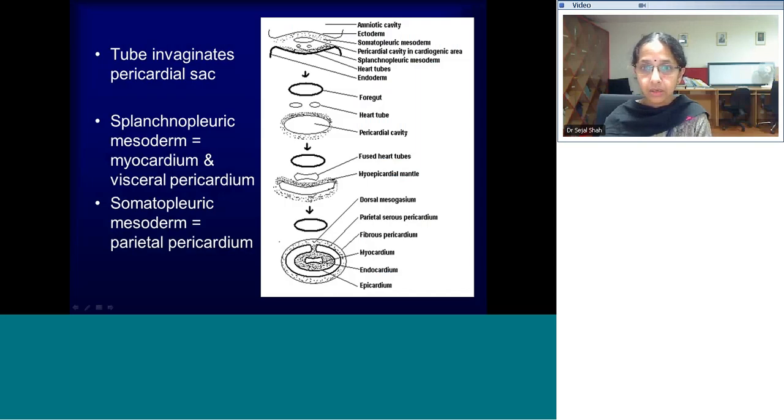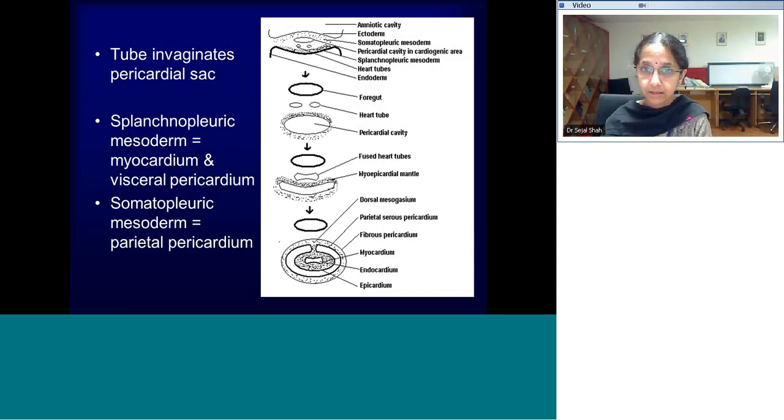Now, we saw that the amniotic cavity is here initially, and this is the mesoderm, this is the splanchnopleuric mesoderm, and this is the yolk sac. So the yolk sac is going to give rise to the gut. Now after the folding of the embryo, we can see here, this is going to be the relationship.